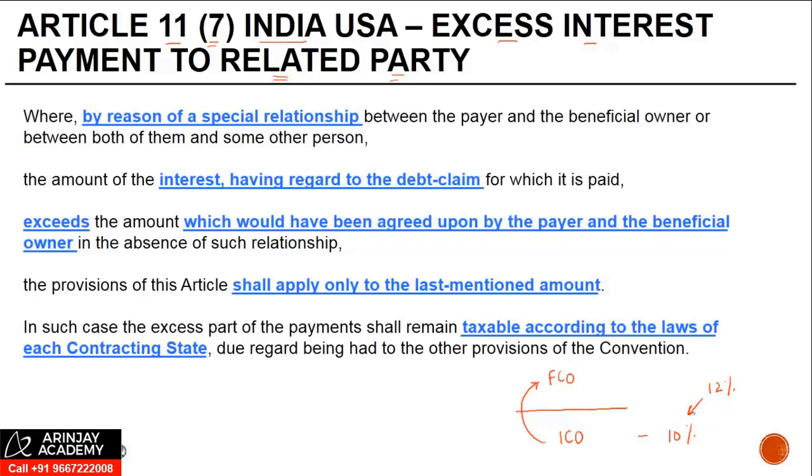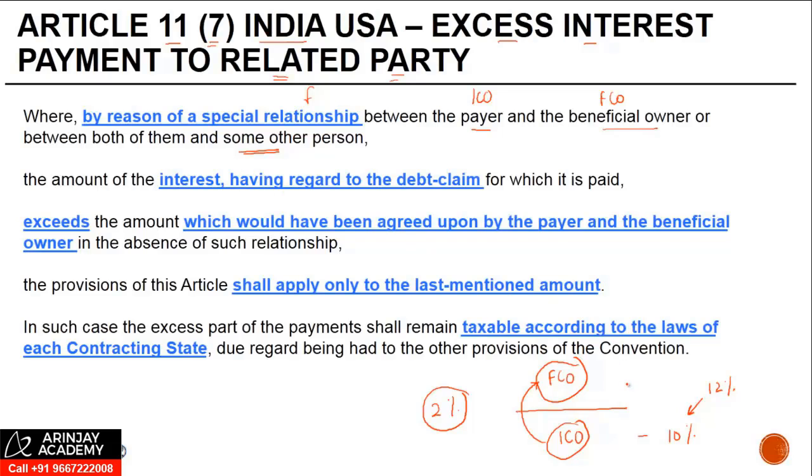In such a case, the difference between the 12 and 10, which is 2%, is the excess interest paid to a related party. And this is governed by Article 11, Paragraph 7. Where, by reason of a special relationship, the reason why I'm paying this 2% more is because there's a special relationship between the payer, which is the Indian company, and the beneficial owner, which is the foreign company, or between both of them and some other person.